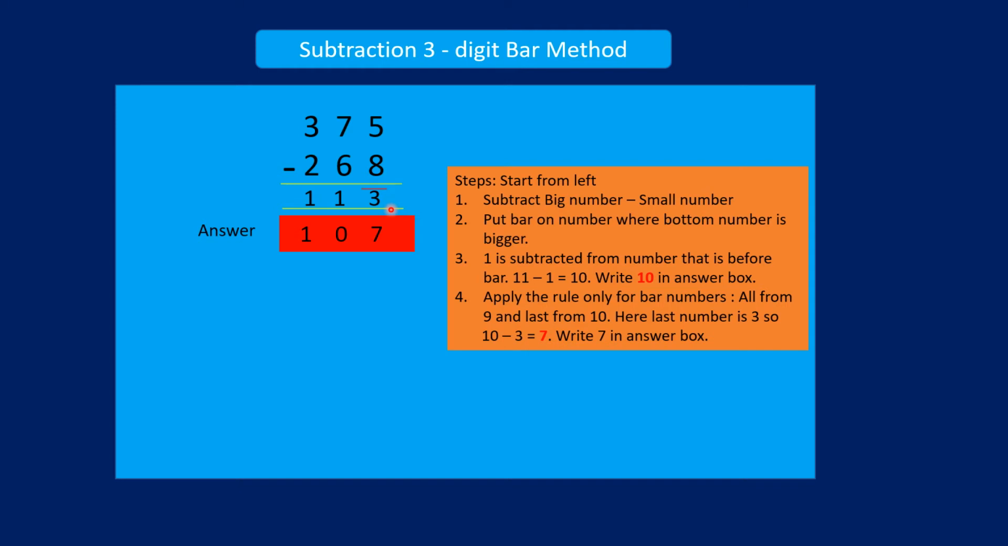Now, how do we get the answer in our last step? We have to remember, any number before a bar, you subtract 1. So what number is before the bar? 11. So you do 11 minus 1. 11 minus 1 is 10. You write 10 here. And then only one number with a bar, you do 10 minus 3. You write 7. So 107 is your answer.